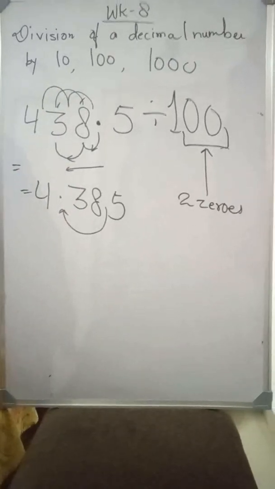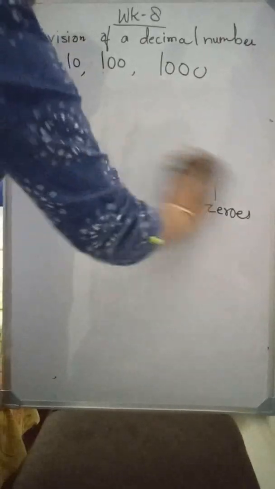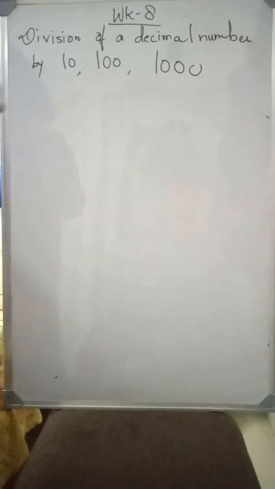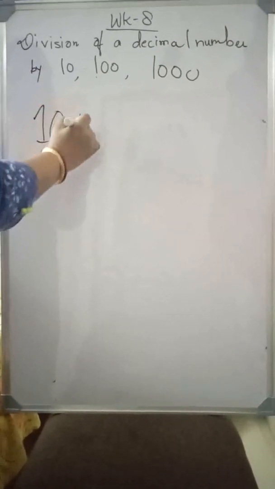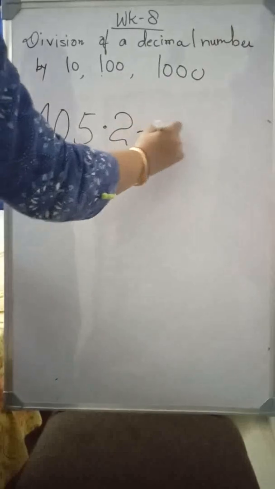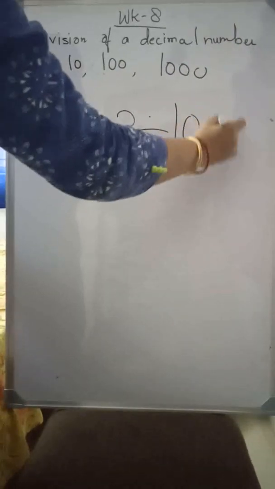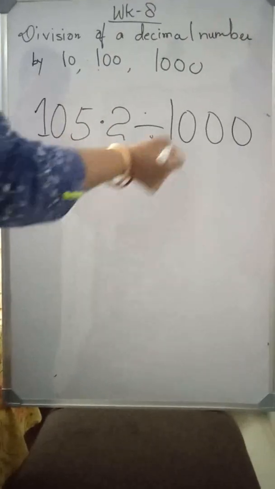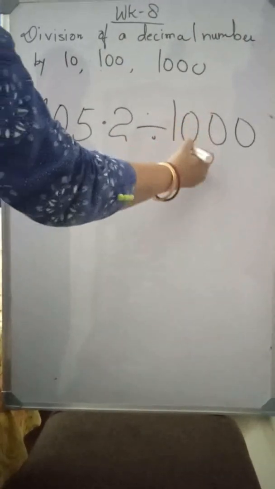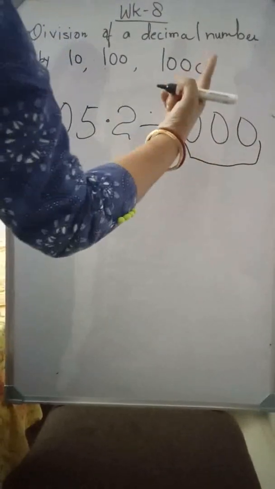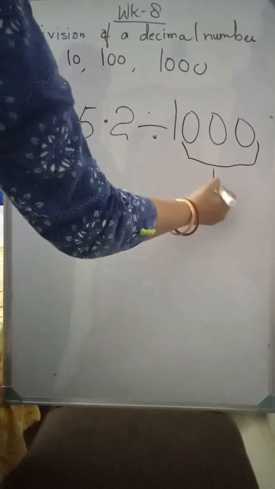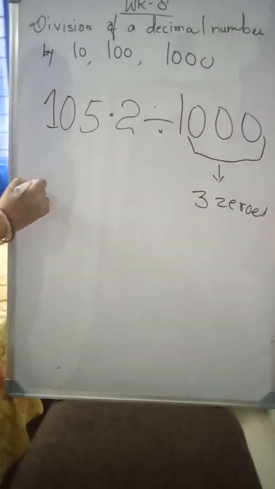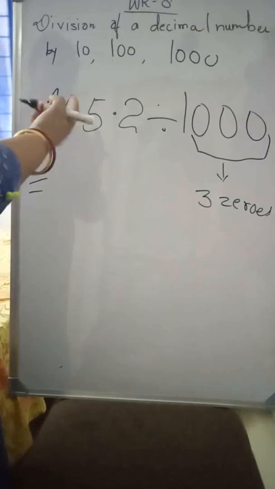Now come to the next. So here let us take another example. 105.2 divided by 1000. Here 105.2 is the dividend and 1000 is the divisor. So this divisor is having how many zeros? 1, 2, 3. So it is having 3 zeros. So what will you do in the quotient? What quotient will come?